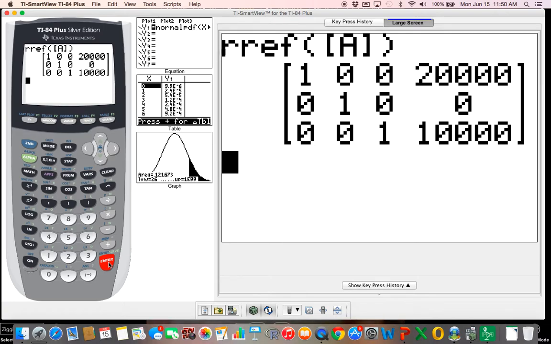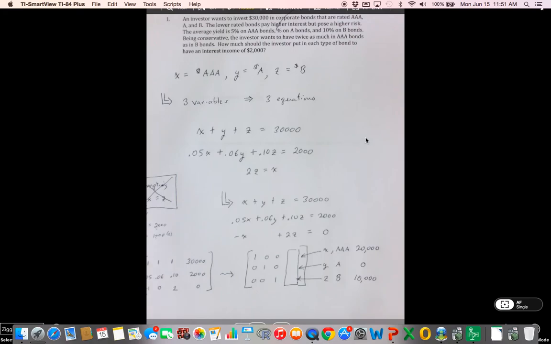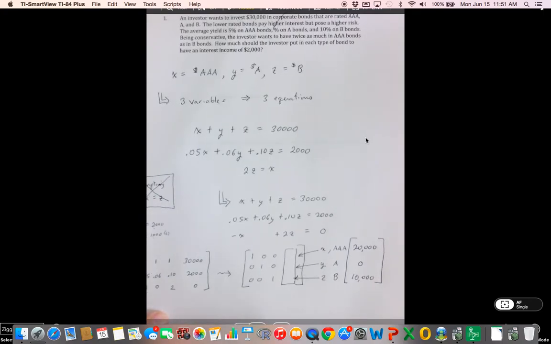So we're going to have a 20,000 that goes into the AAA. We're going to have no money in the single A, and we'll have 10,000 in the other. So these are the numbers that were on the last. So does it meet all of the criteria? Well, it's clearly 20,000 plus 10,000 gives us 30,000. And we have 5%, so this gives us $1,000 there, and this is 10%, gives us $1,000 there, so there's 2,000 in interest.